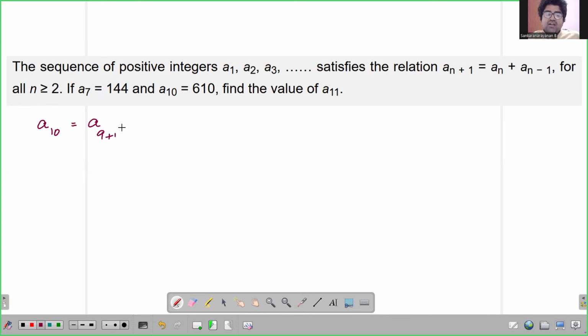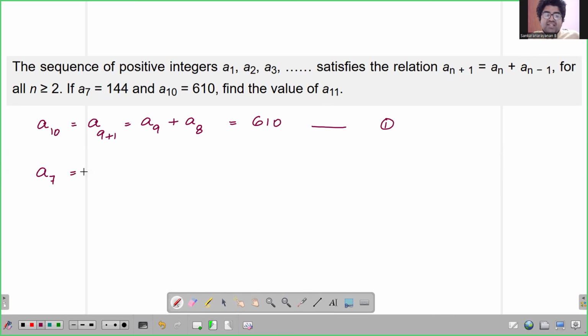a9 plus 1, that is a10. Can I not consider that it is nothing but a9 plus a8? I am just writing it in this way. When I put n equal to 9, I can see that a10 is equal to a9 plus a8. And I can see this value in the question itself, it is given as 610.